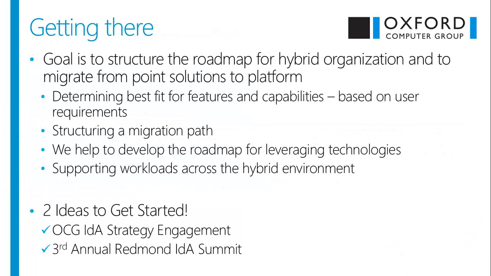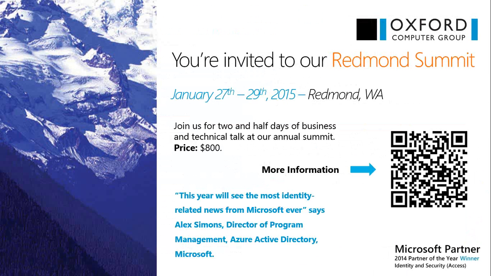The second is our third annual Redmond Identity Management Summit. This is coming up in January. It's January 27th through the 29th. It's in Redmond. We do it in Redmond because we get the support of the product group. This is really the only place that you can come and get a single view of what Microsoft's doing in identity for the year. So Alex Simons is a keynote speaker. He runs the Azure Active Directory product group, and he'll be talking about successes, implementation, and he'll be talking also about what the roadmap is for the next 6 months.